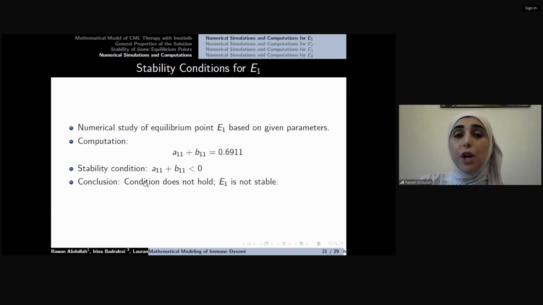Now let's move to some numerical simulations and computations of our equilibrium points. For the first equilibrium point, the numerical computation shows that the following condition is positive, while the stability condition was to be negative. So in conclusion, the condition does not hold, so E1 is not stable.